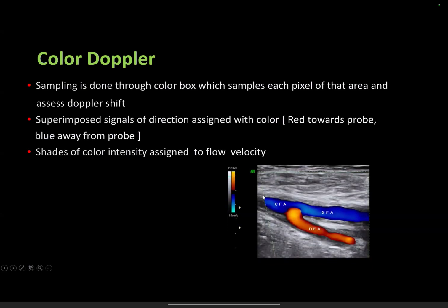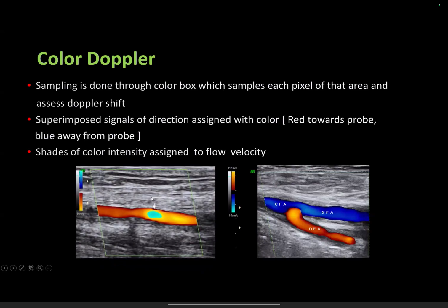For example, this is the vessel, this is its branch, and we have applied a color box and slanted in this direction. The flow towards the probe is red and away from is blue. So this branching vessel is showing blood flow towards the probe, and it is feeding this main channel, and this is going away from the channel. So the same vessel and its branches showing abnormal pattern. So this is indicative of some pathological situation, like this is the feeder and this is the main superficial femoral artery, which is going to the lower limb.